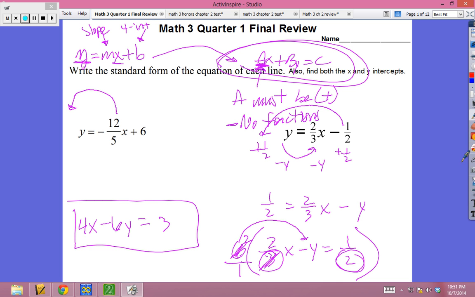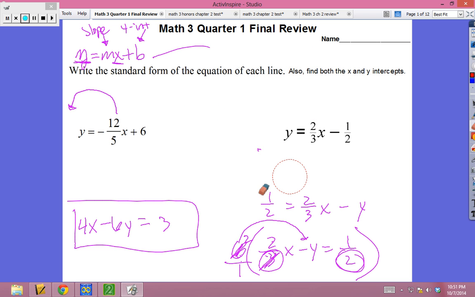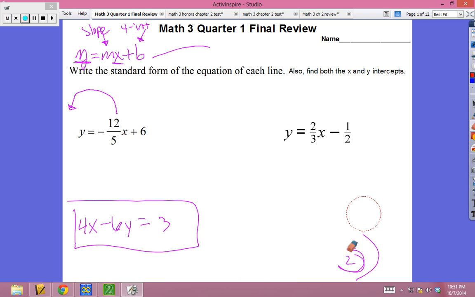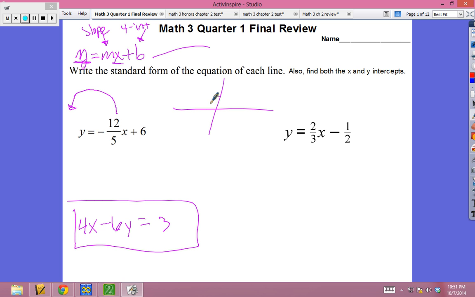Oh, dang it. I forgot the next part. Okay, the next part, you've got to find the x and the y intercepts. If you ever think of intercepts, that's where your graph crosses the axis. The y axis, that's the y intercept, and the x axis, that's the x intercept.